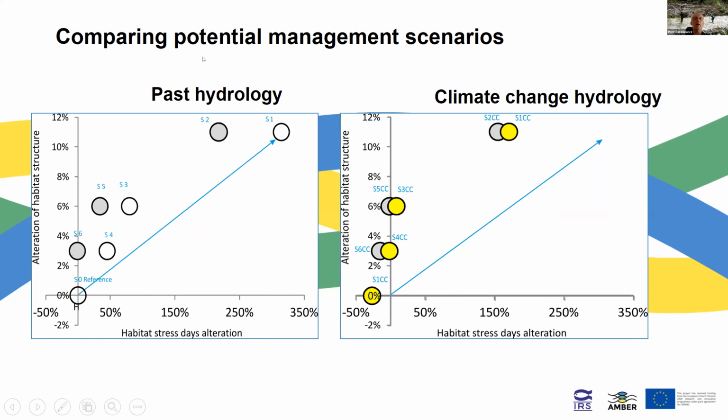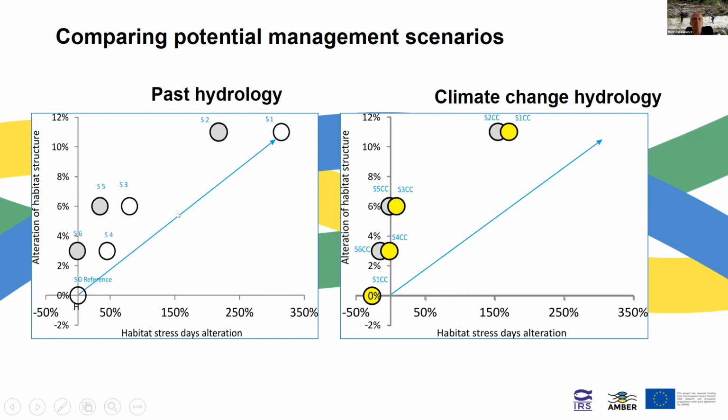Again, we did scenario comparisons with our model, and you have here the situation using hydrology of the past. Then we also simulated climate change, and we analyzed several scenarios. One scenario: no dam in place. Like before, there is not much habitat stress increase. Current situation: increase in habitat stress days, not as bad as the other stream, 350%, 35 times more. If we did some augmentation, releasing water when the rare conditions occur, we would reduce the number of stress days, but we wouldn't improve the habitat structure.